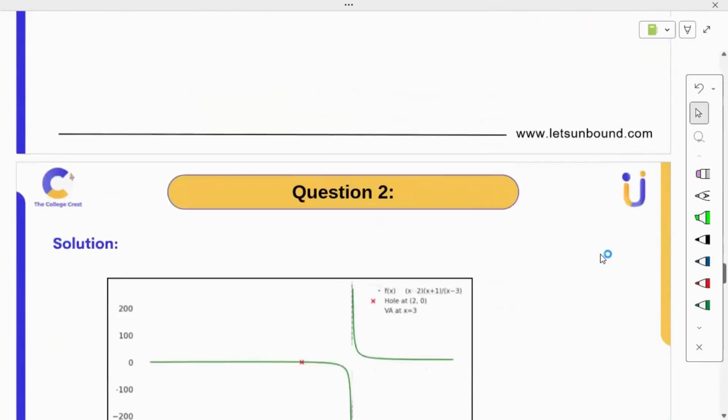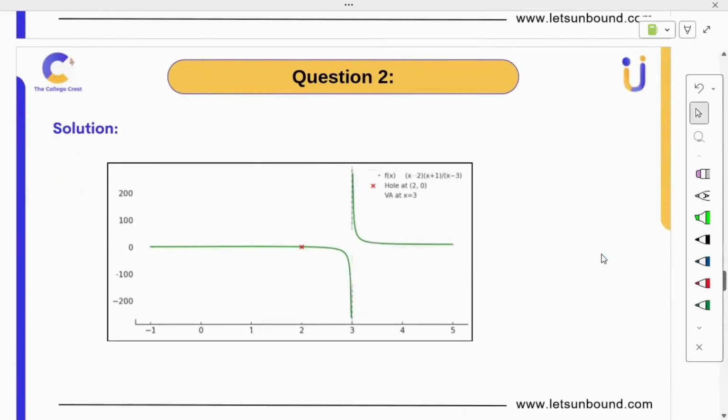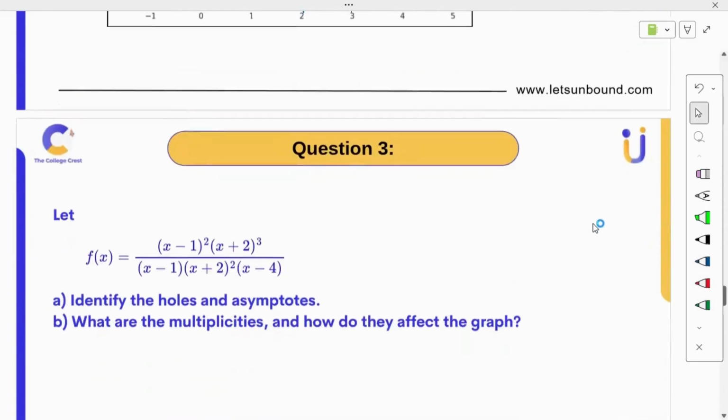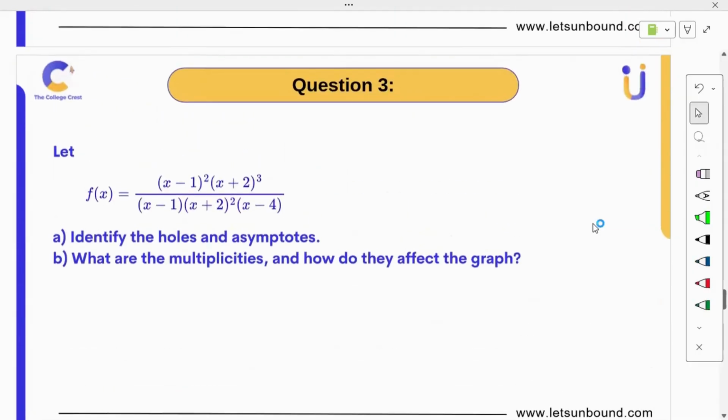Right, and question number 3. Okay, here's a graph for you, the reference. So when you graph that particular function, it will be something like this, hole at (2, 0). It is also on the x-axis, right? And the vertical asymptote is over this dotted line, x is equal to 3. We have a vertical asymptote. That's simple. Now question 3, kind of lots of factors involved.